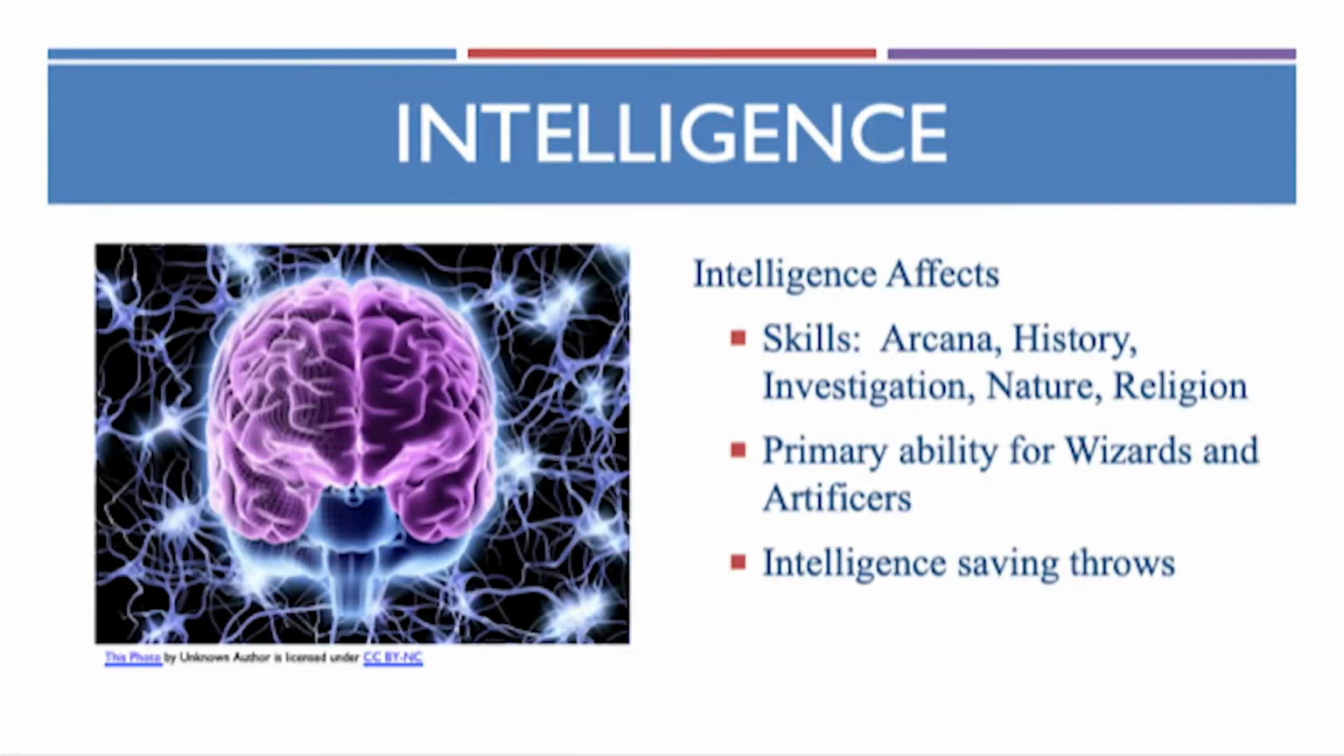Now, let's talk about the 3 mental stats. First is Intelligence, which affects Arcana, History, Investigation, Nature, and Intelligence saving throws, which are not too common. It also is the primary ability for Wizard and Artificer's spellcasting and class features.